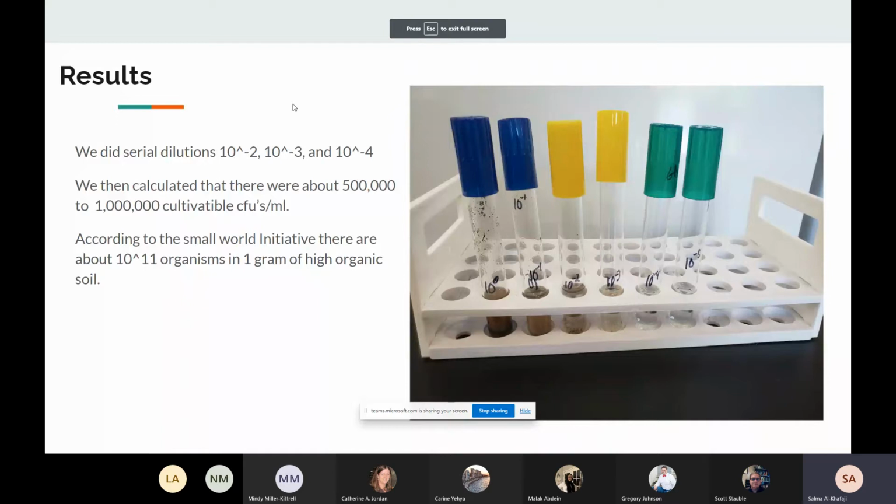So I did serial dilutions from 10 to the -2, 10 to the -3, and 10 to the -4. Most of us did, but some of us did, I believe, 10 to the -3 to the -5. But for 10 to the -2 to the -4, we calculated that there are about 500,000 to 1 million cultivable CFUs per mL. And according to the Small World Initiative, there are about 10 to the 11 organisms in 1 gram of high organic soil.